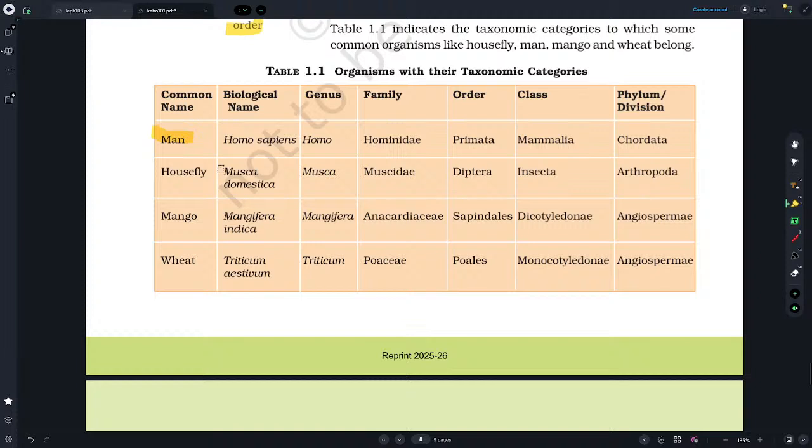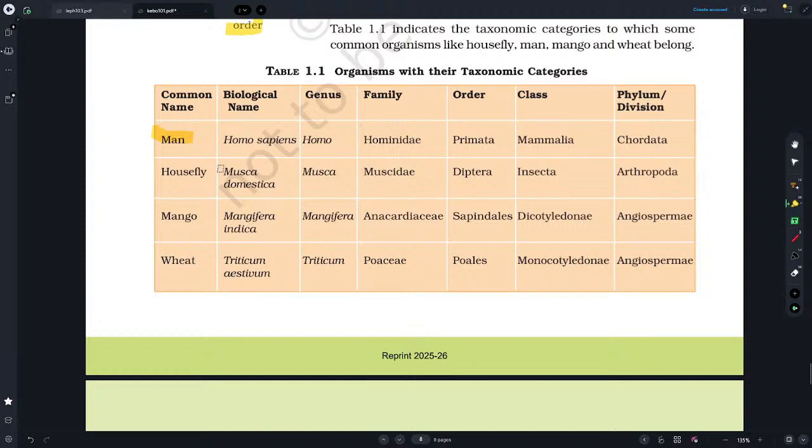Mango is the common name, biological name is Mangifera indica, genus is Mangifera, family is Anacardiaceae, order is Sapindales, class is Dicotyledonae, division is Angiospermae. Wheat, biological name Triticum aestivum, genus is Triticum, family is Poaceae, order is Poales, class is Monocotyledonae, division is Angiospermae. Let's do a quick reread.